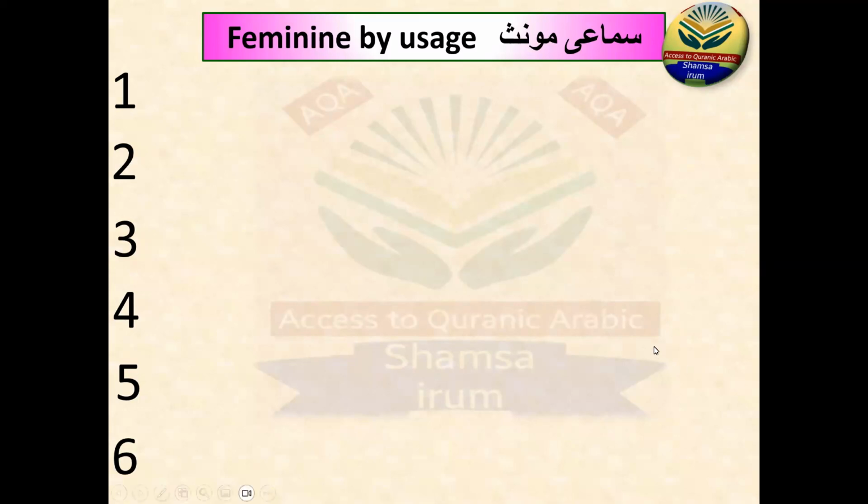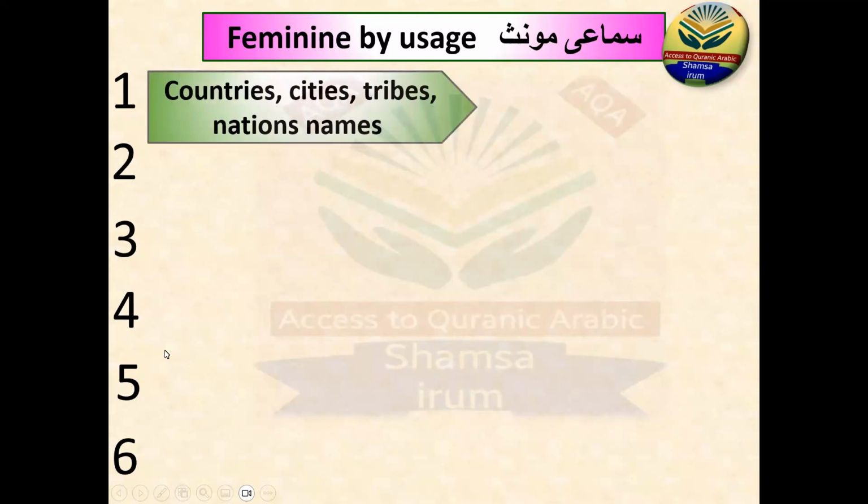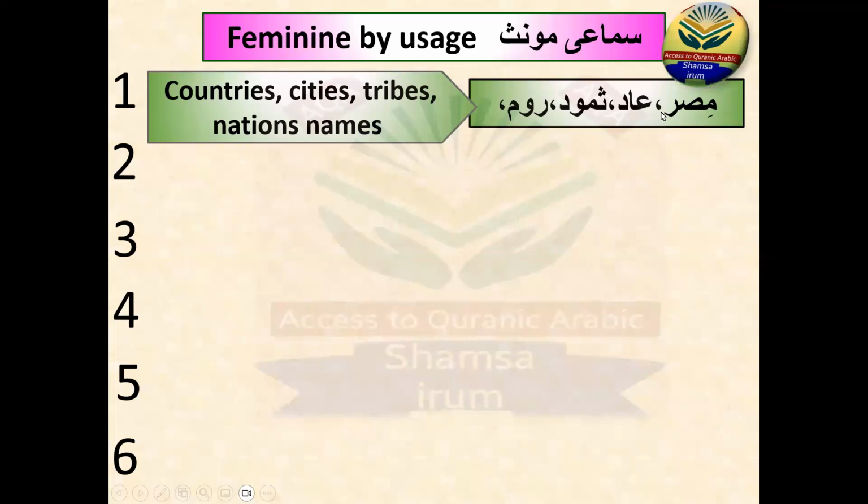So in this category, feminine usage, there are 6 groups in it. The first group is the names of countries, cities, tribes, nations, or you can say the name of a place. I'm mentioning some: Misr, Ad, Thamud, Rum. All of these 4 are used in the Quran. Especially Ad and Thamud, they are names of nations, and they are used so much in the Quran.